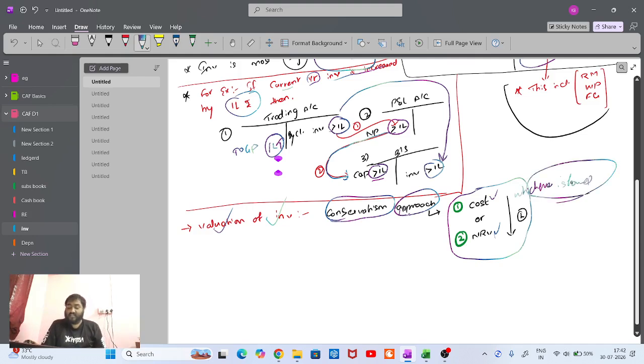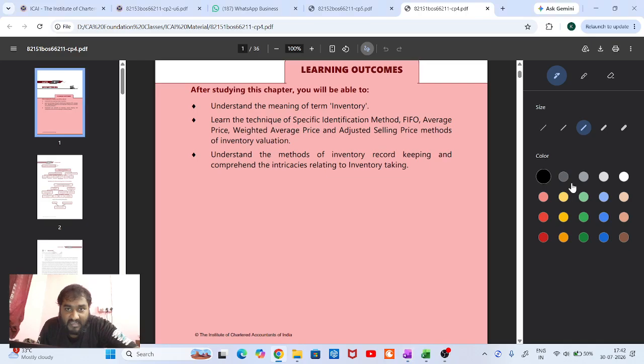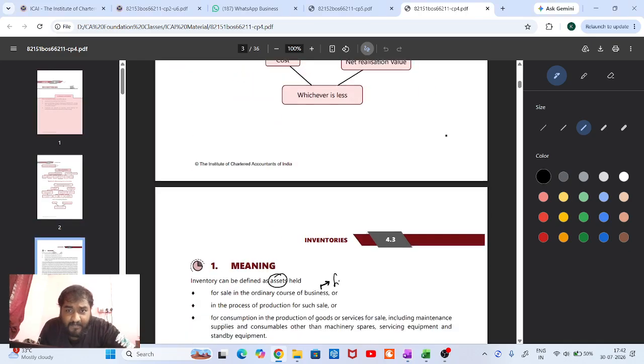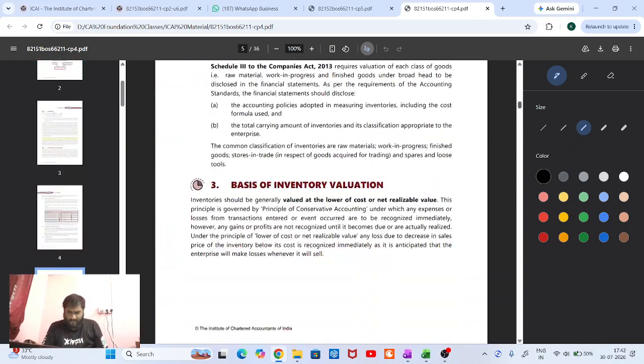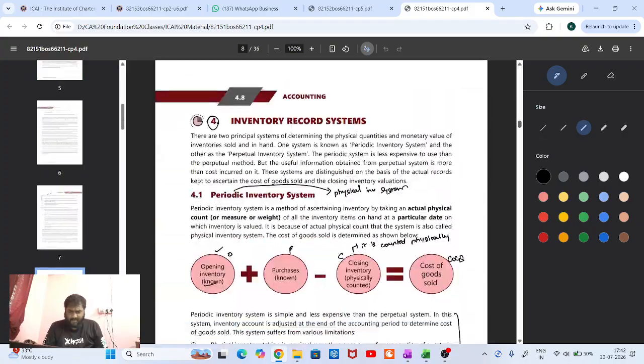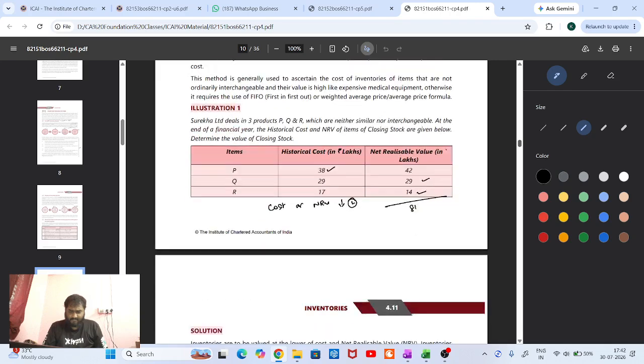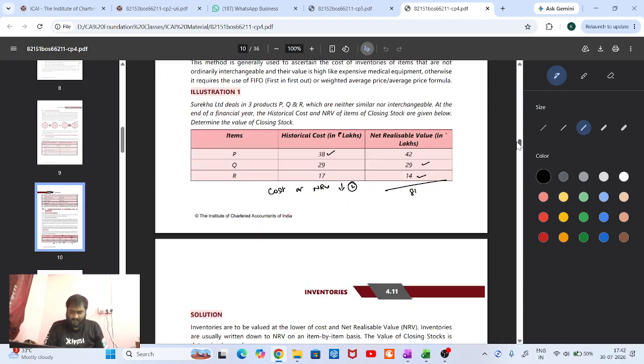Sir, I did not understand anything. Why is it whichever is lower? Let's just do one problem. See, we talked about prudence approach, right? Cost, NRV, whichever is lower. Cost, NRV, whichever is lower, if both are equal, then NRV.